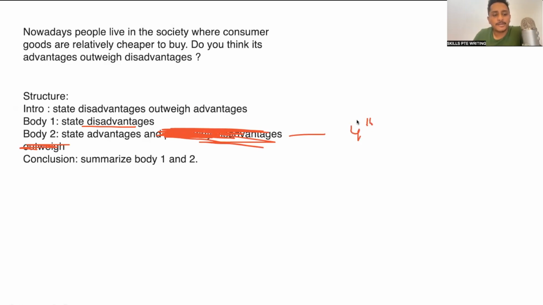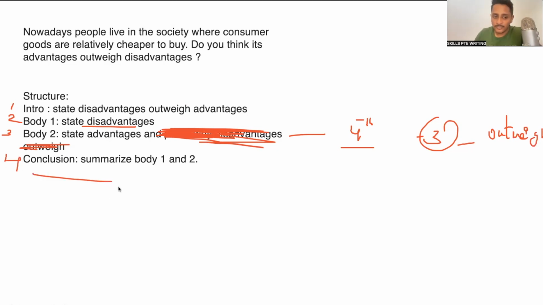Fourth paragraph. This is para 1. This is para 2. This is para 3. In the fourth paragraph, in 3 sentences, you explain why the benefits outweigh. Then this fourth one will become the 5th paragraph, which is the conclusion.